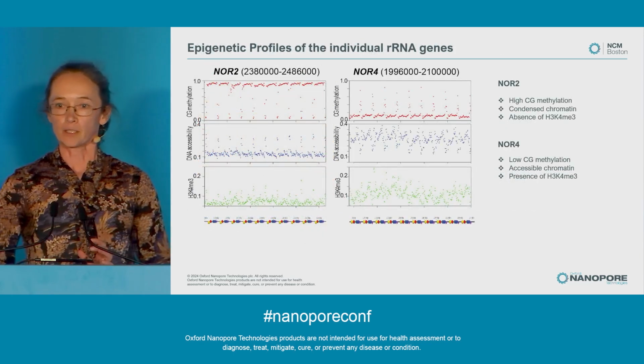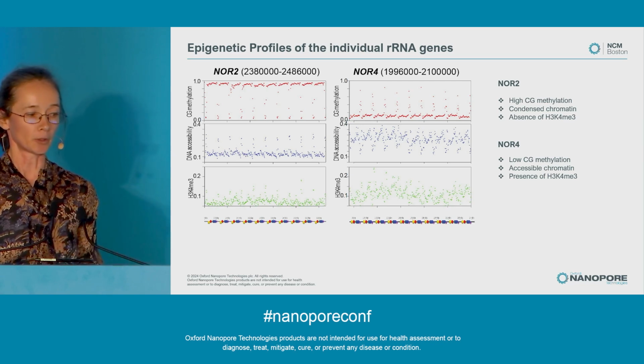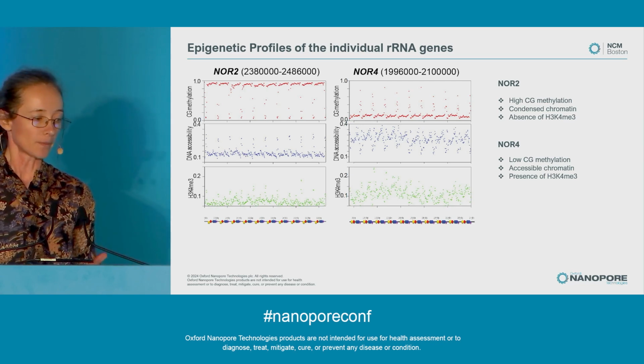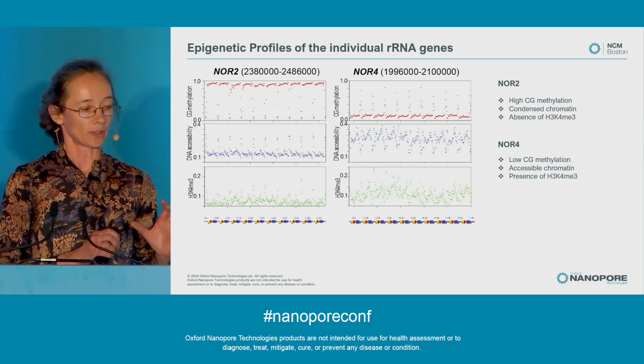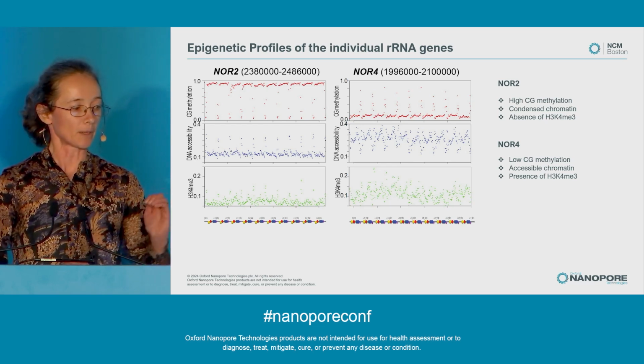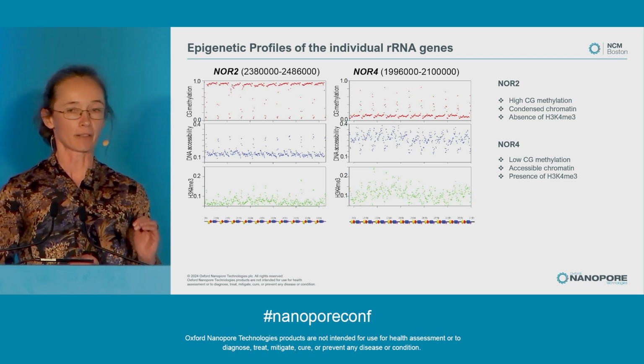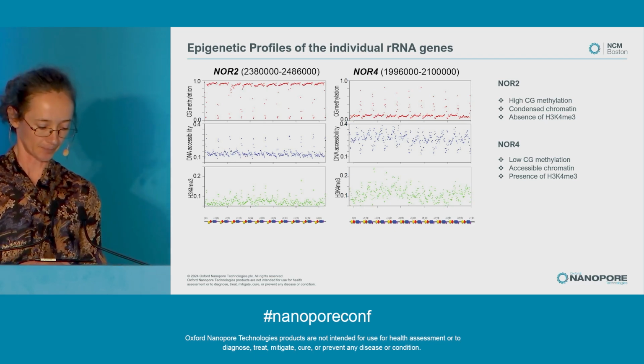Zooming in further, here I'm showing a representative 10 ribosomal RNA genes from NOR2 and the central region of NOR4. You can see again how these two regions are strikingly different in respect of CG methylation, DNA accessibility, and H3K4 methyl 3 modification marks.